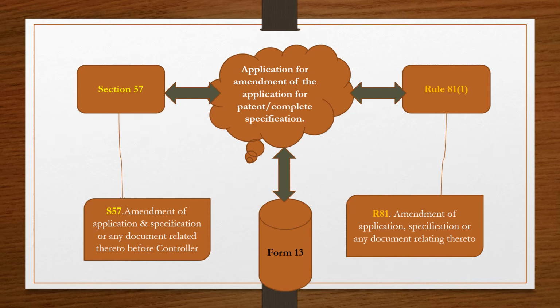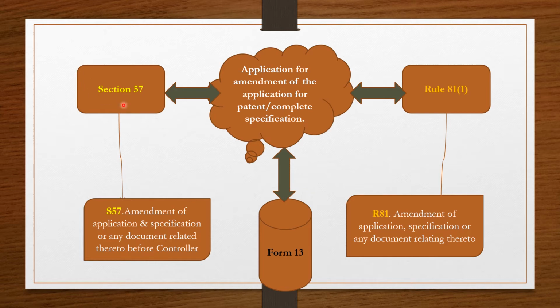Form number 13 has the title Application for Amendment of the Application for Patent or Complete Specification. That means we need to apply for the amendment of the application or the complete specification. This is the title, and the related section is 57 and the related rule is Rule 81, Sub Rule 1. Section 57 has the title Amendment of Application and Specification or any document related thereto before the controller. Similarly, Rule 81 says Amendment of Application, Specification or any document relating thereto.